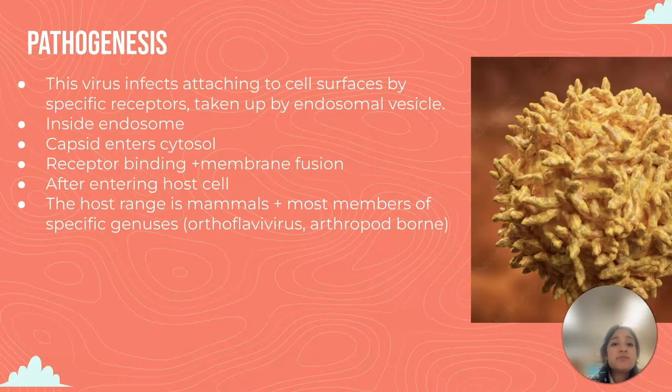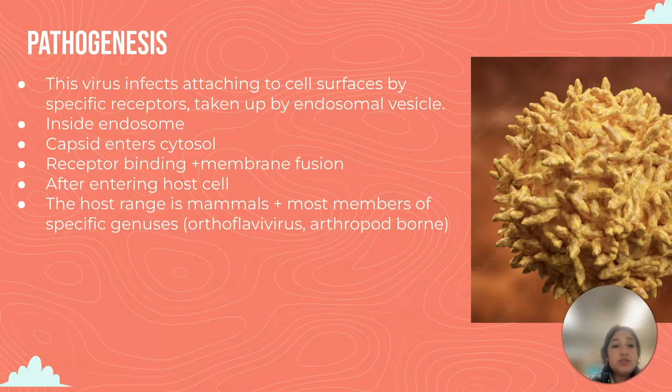So this virus infects by attaching to the cell surfaces by specific receptors, and it's taken up by endosomal vesicles. Once inside the endosome, there is a decrease in pH, which induces a fusion of the endosomal membrane with the virus envelope. This then causes the capsid to enter the cytosol, and it decays and releases the genome, which is the genetic material of the virus. Both receptor binding and membrane fusion are catalyzed by protein E, which we talked about in the past slide, and this changes its conformation.